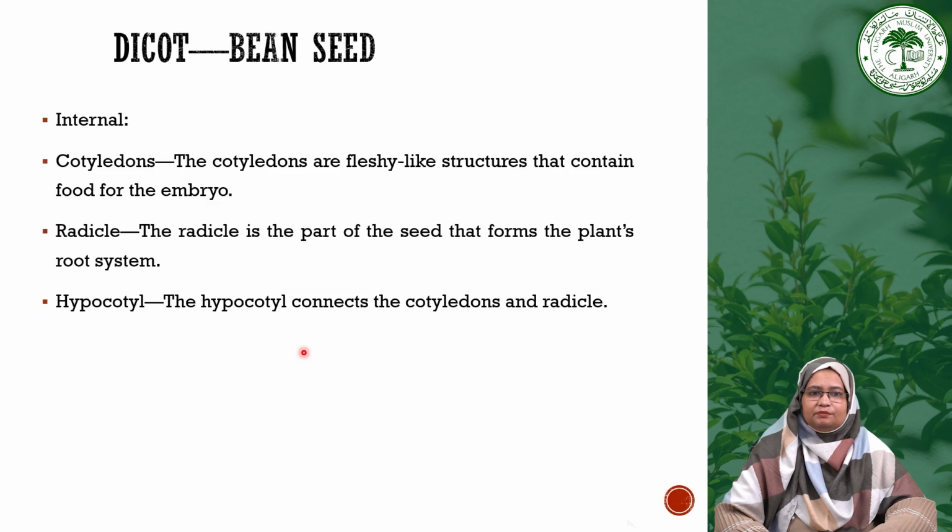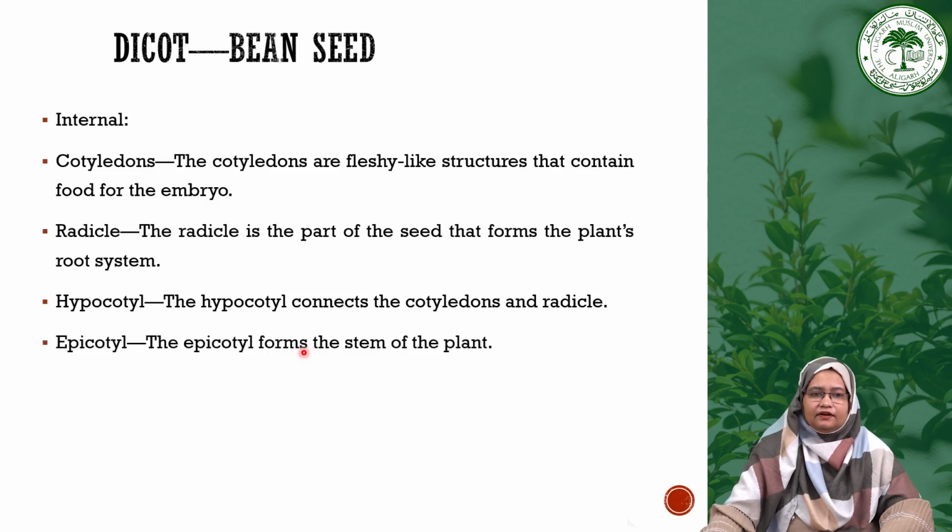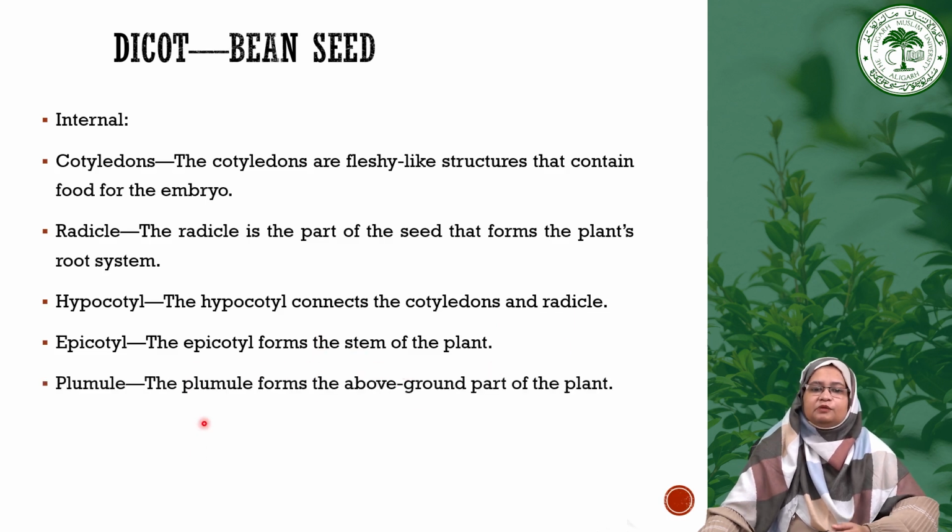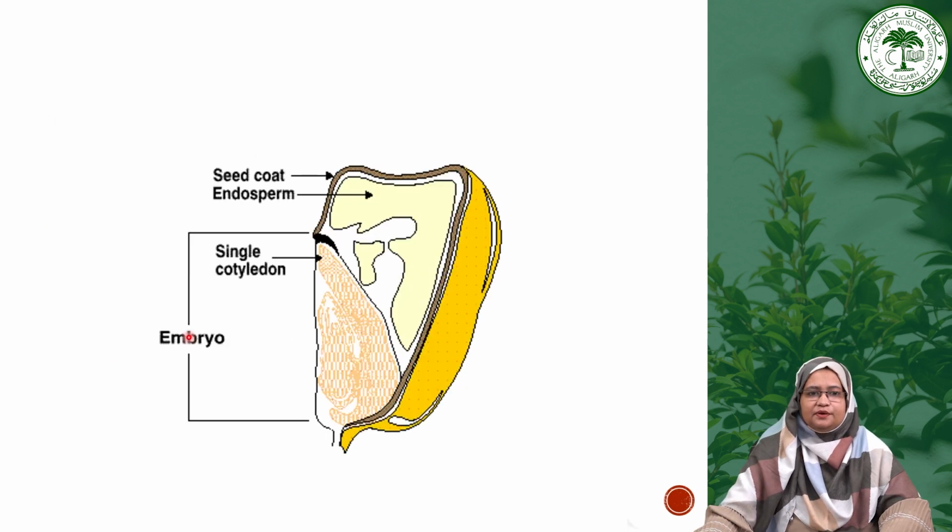If we look at the internal part of the seed, it has the cotyledons; in the case of dicots there are two, as we have seen in the bean seed. Then there is the radicle, the part of the seed that forms the plant's root system. The hypocotyl connects the cotyledon and radicle, the epicotyl forms the stem part of the plant, and the plumule forms the upper, above-ground part of the plant. So the internal structure of the seed has many important parts protected by the external layer, the seed coat, and the hilum connects the fruit and the seed. These are the structures of a bean seed.